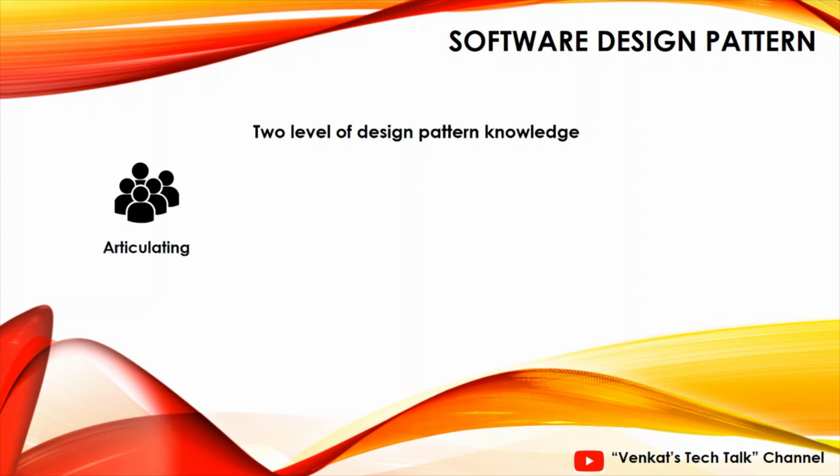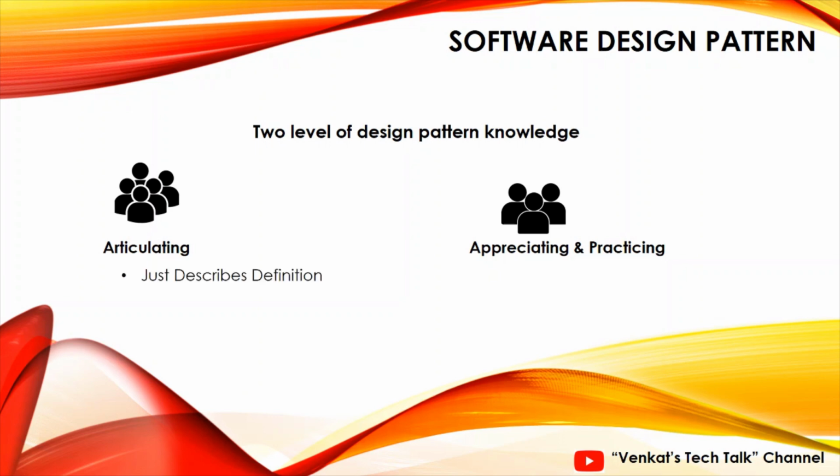Okay, so I see two levels of design pattern knowledge among the developer community. One is articulating knowledge, and the other end is appreciating and practicing level of knowledge, or two maturity levels, however you want to see it. Articulating knowledge is nothing but knowing the definition of a design pattern, like a wiki definition, being able to describe and list the design patterns, a couple of the patterns they want to talk about, and give hello world kind of examples. It is basically having the skill to articulate the design pattern, but not having real-time implementation knowledge of it.